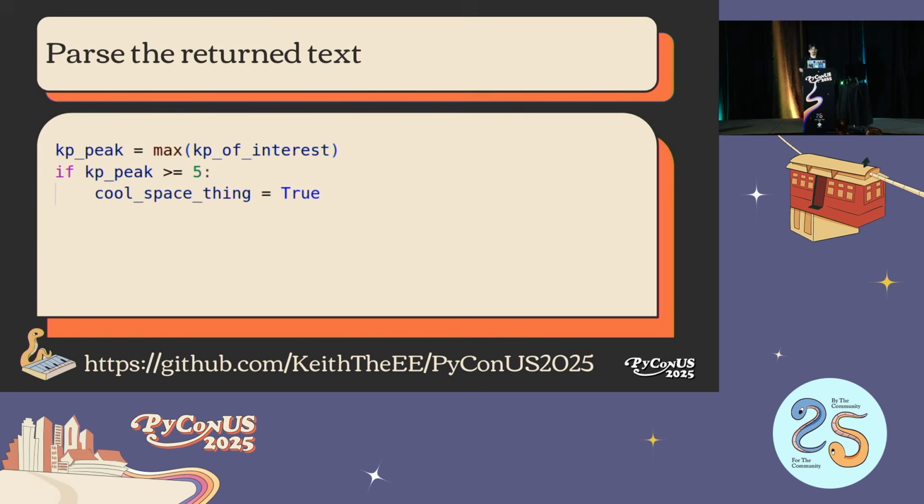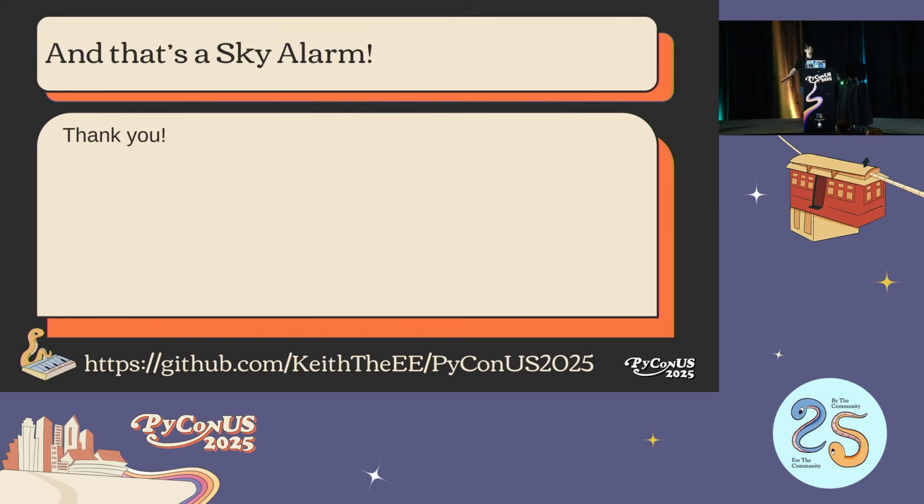So once we have that aggregated, we're just going to pick the peak KP index, and if that peak KP index is above 5, we have a cool space thing. We can drive an hour from here and then go somewhere. That's the sky alarm. Thank you.